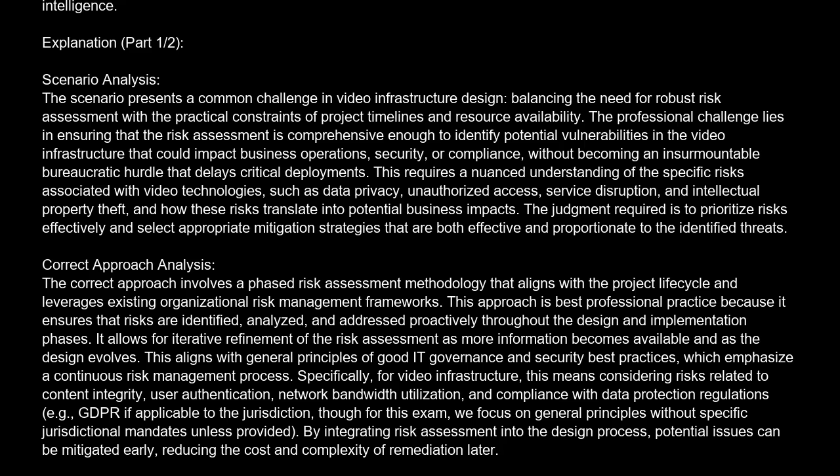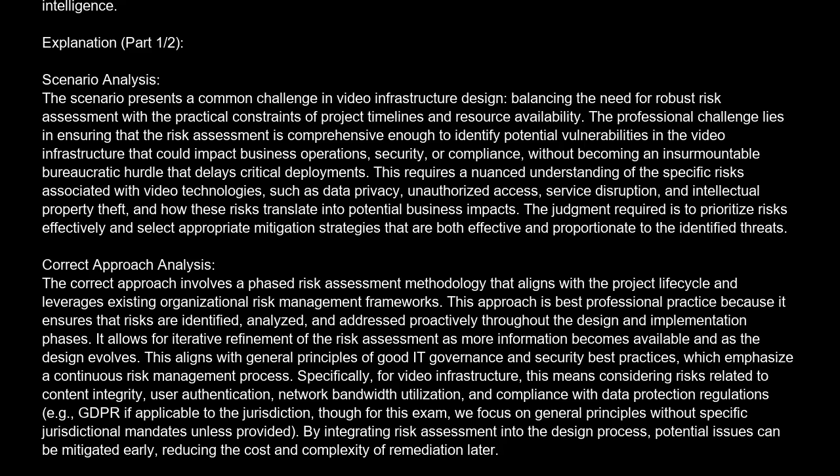Explanation. Scenario analysis. The scenario presents a common challenge in video infrastructure design, balancing the need for robust risk assessment with the practical constraints of project timelines and resource availability. The professional challenge lies in ensuring that the risk assessment is comprehensive enough to identify potential vulnerabilities in the video infrastructure that could impact business operations, security, or compliance, without becoming an insurmountable bureaucratic hurdle that delays critical deployments.